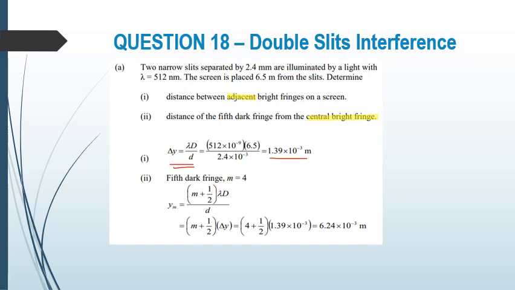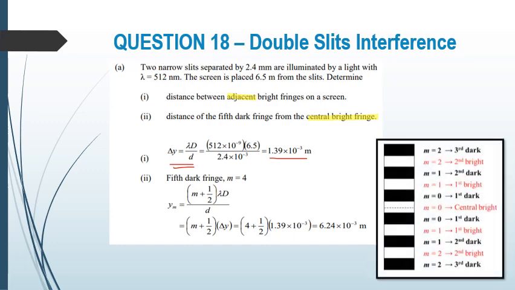Now let's look at question number 2. Now you have the fifth dark fringe. The reason why I chose this question is I want you to see the difference between bright fringe and dark fringe. The distance of the fifth dark fringe from the central bright fringe. In the previous question, for first bright, we have first order. But when it comes to dark fringe, first dark is not first order dark fringe. If you look at the diagram on the right hand side, when you have first dark fringe, you have zero order.